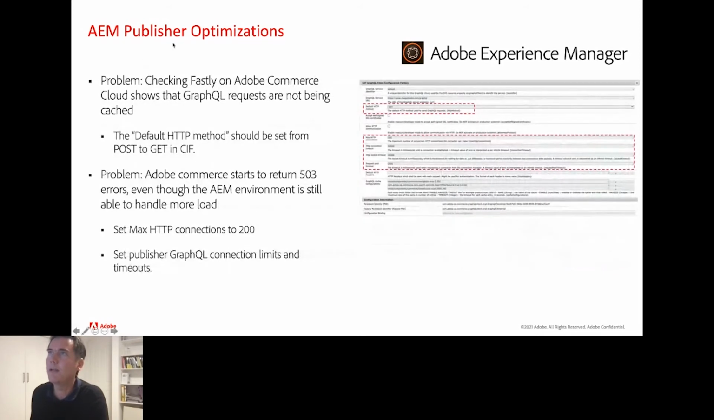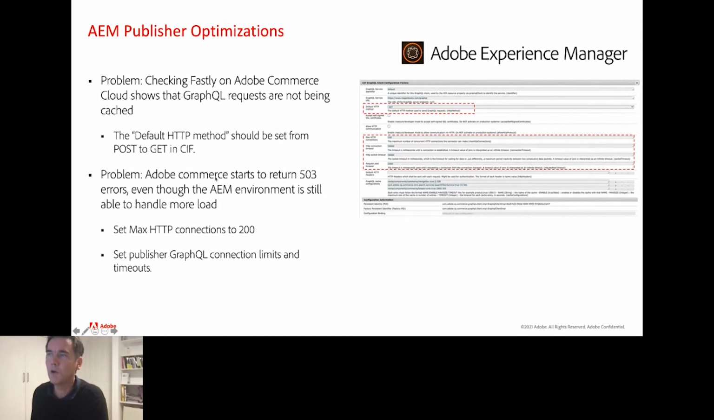So AEM Publisher Optimizations. Problem: checking Fastly on Adobe Commerce Cloud shows that GraphQL requests are not being cached. To solve this, you should set the default HTTP method from POST to GET in CIF. The reason for this is that only GET requests are cached in Adobe Commerce Cloud Fastly. POST requests will bypass the cache with default settings.